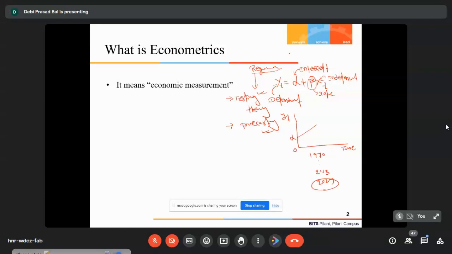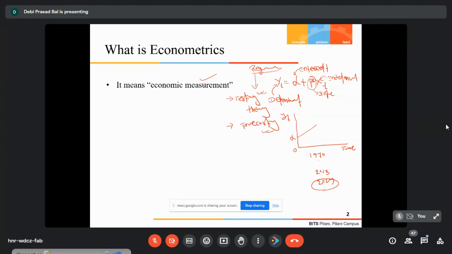What is the purpose of a regression model? If anybody asks you, you can tell them that the purpose is testing any theory and forecasting, predicting. So that means it is measurement. Econometrics means economic measurement.